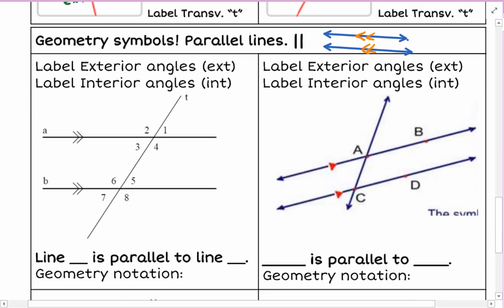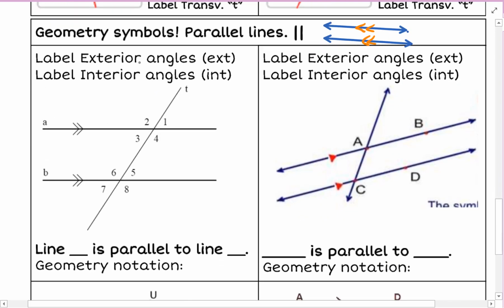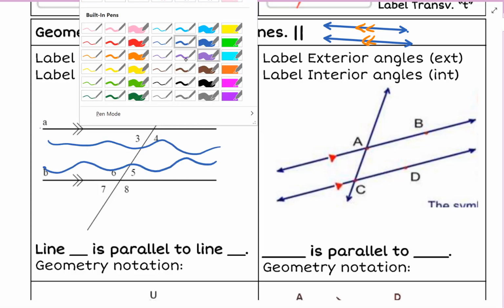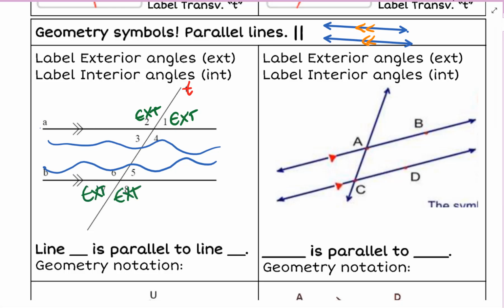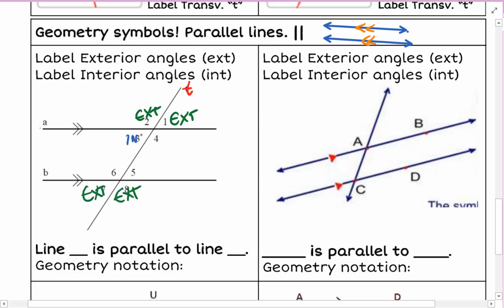Let's label the exterior and interior angles. First of all, here is my transversal T. T crosses lines A and B, so lines A and B make up the river. My exterior angles are outside. And the interior ones are inside.